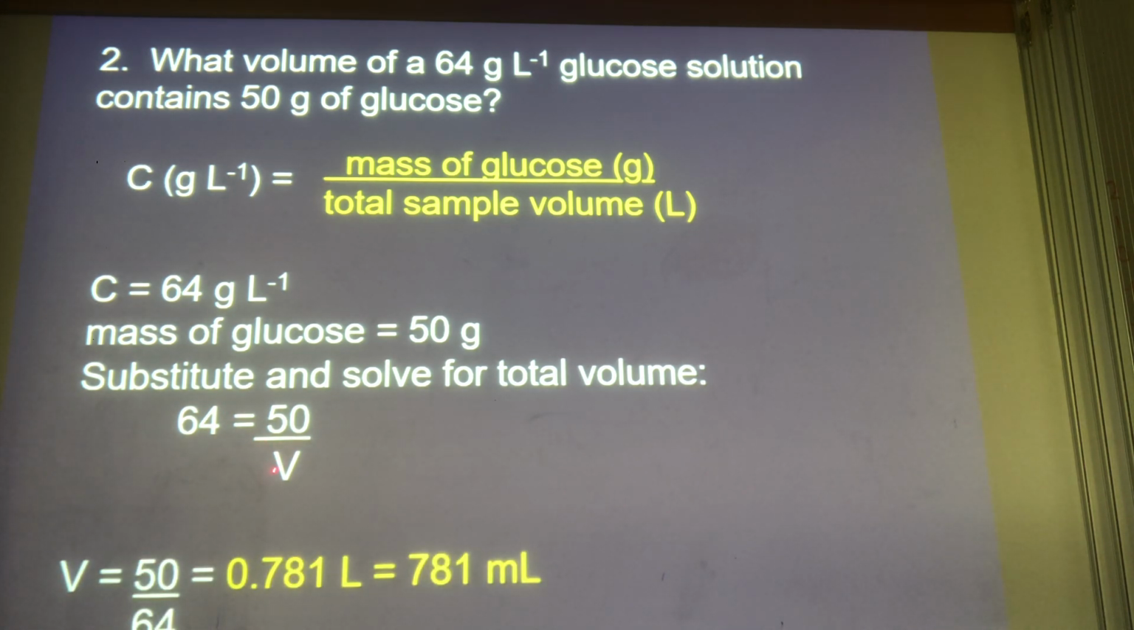When we do that, volume goes on the top line over the other side. The 64 comes down to the bottom side on the other side. We end up with V equals 50 divided by 64. And we get 0.781. Of course, from the units, we're told that has to be litres because that's the units of volume in the formula. And you would commonly convert litres into millilitres.